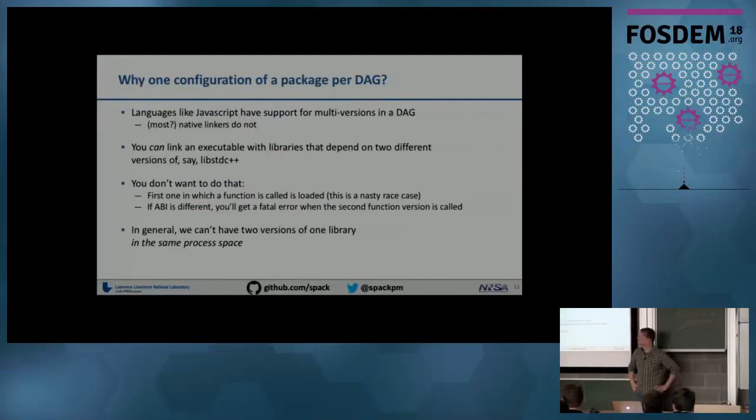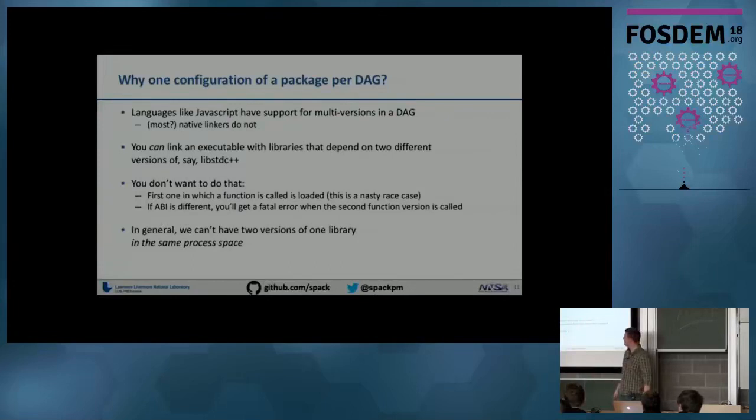Languages like JavaScript have support for multi-version DAGs, and their module system will allow one package over here to call one version of a dependency, and another package over here to call a different version of the same dependency. We're dealing with native code, so we have to deal with ld.so or dyld or whatever the linker is on the platform. You can link an executable where different libraries in your DAG depend on different versions of something like libstdc++, but you really don't want to because it's a race. At runtime, the first version of that library gets loaded, the second one gets invoked, and then it ends up calling a function in the first version, and if the ABI is incompatible, you get a nasty error and things explode.